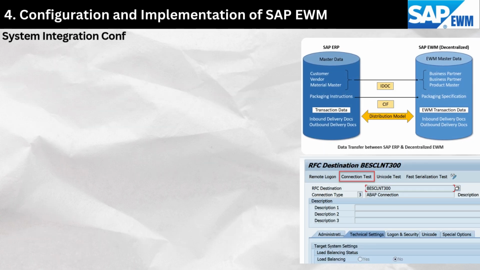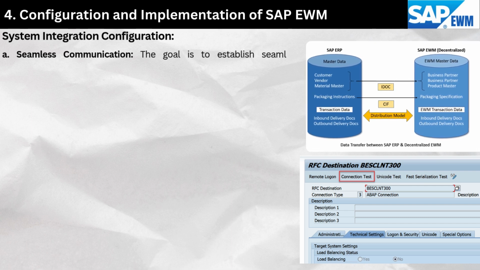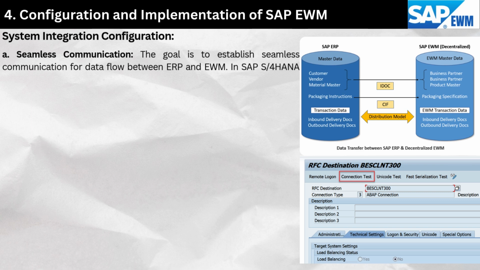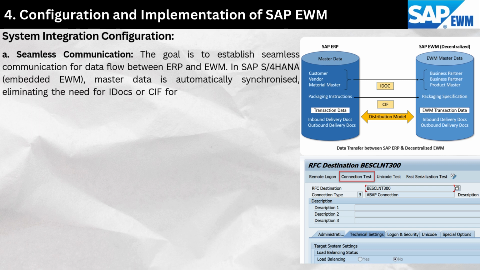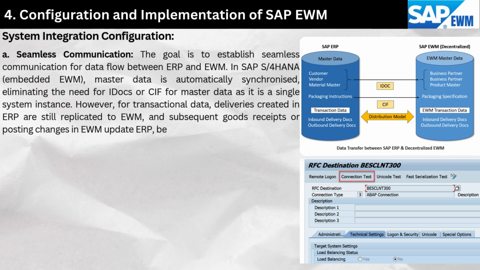System integration configuration. Seamless communication. The goal is to establish seamless communication for data flow between ERP and EWM. In SAP S/4HANA, embedded EWM, master data is automatically synchronized, eliminating the need for IDOCS or CIF for master data, as it is a single system instance. However, for transactional data, deliveries created in ERP are still replicated to EWM, and subsequent goods receipts or posting changes in EWM update ERP, behaving like 2 distinct systems.